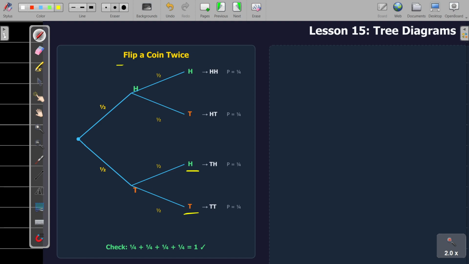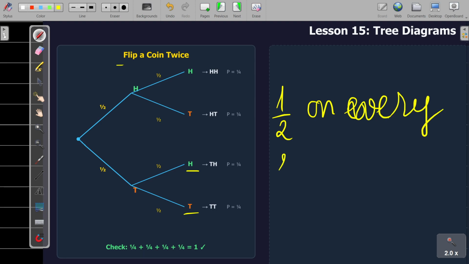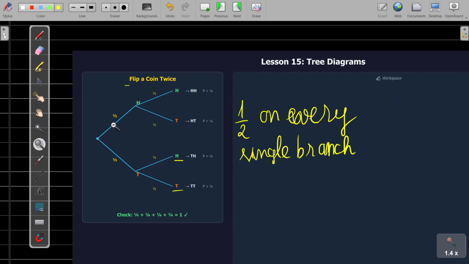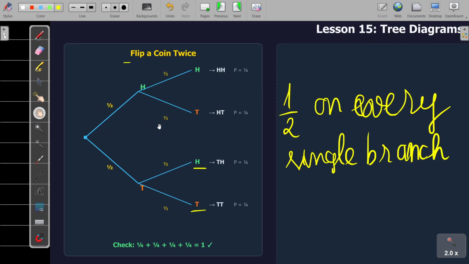So we want to be writing fractions of 1 on 2 on every single branch, because it has a 1 in 2 chance. Because we are putting probabilities on the branches, the chance of landing heads is 1 out of 2, or 1 over 2. The chance of getting tails is also 1 over 2. So because the coin flip is independent, every branch gets a 1 over 2.